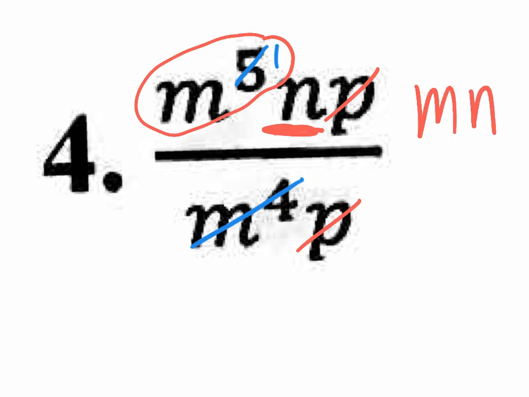M and n. Now there is nothing left on the bottom, so it's pointless for me to put it over 1. I could if I wanted to. It's not wrong if I put it over 1. But we already know that anything divided by 1 is the same exact thing. So we're going to leave it as mn as your final answer. Yay? Yay. Okay, number 5.